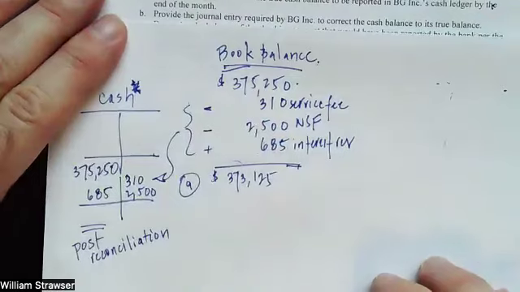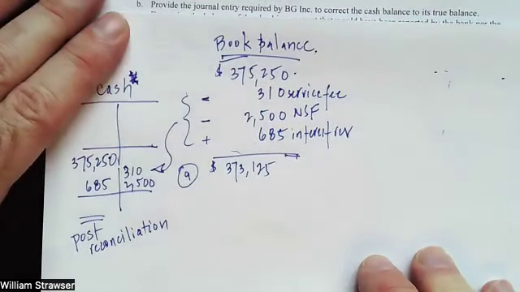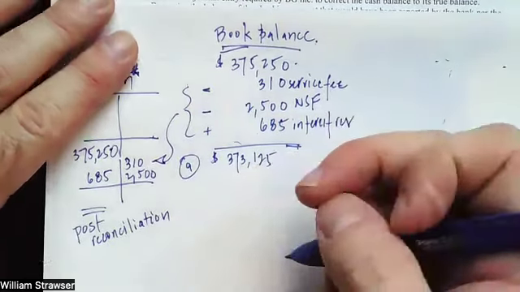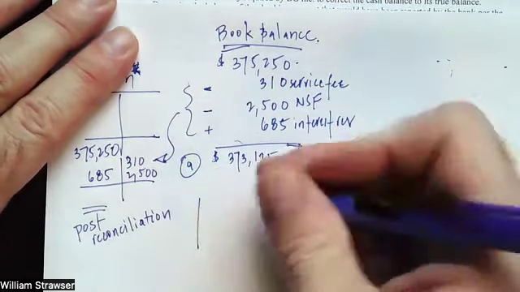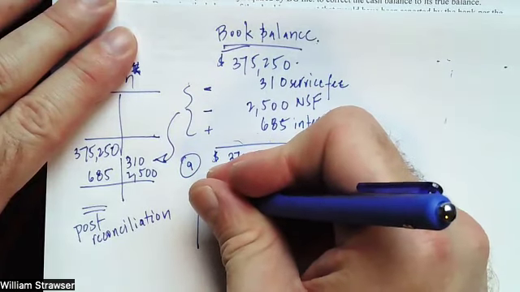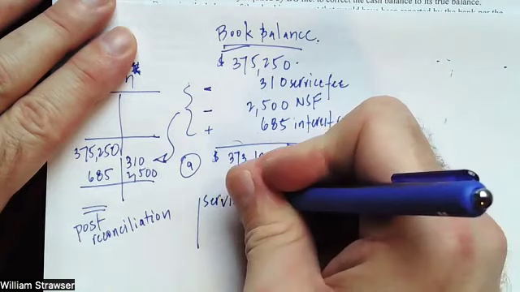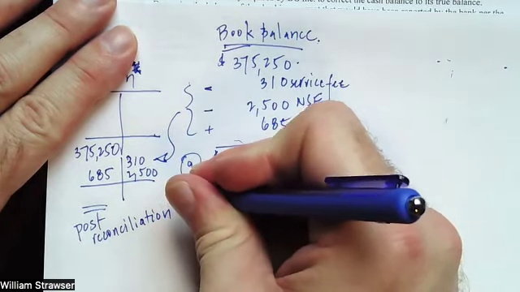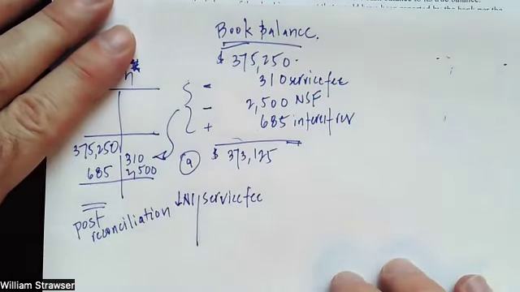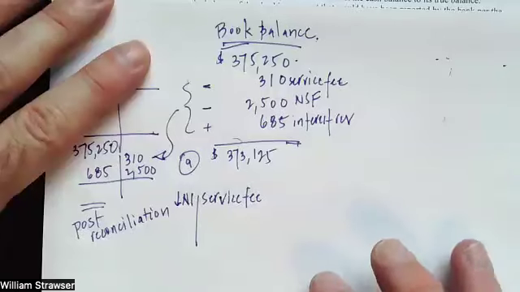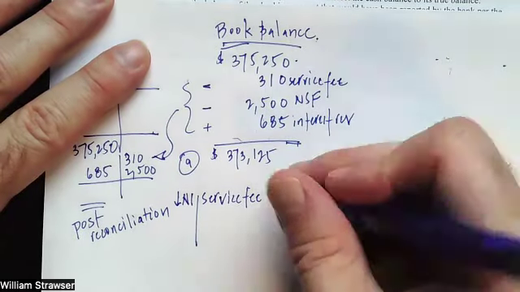But then what else is debited and credited besides cash? For the service fee, that's just going to be a service fee. That's all you have to call it, or bank fee, any type of fee. The important part is that it lowers net income. So basically, it's an expense.